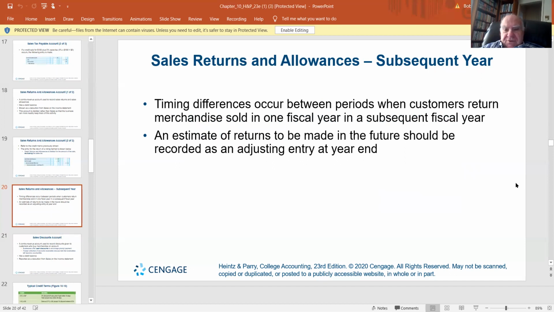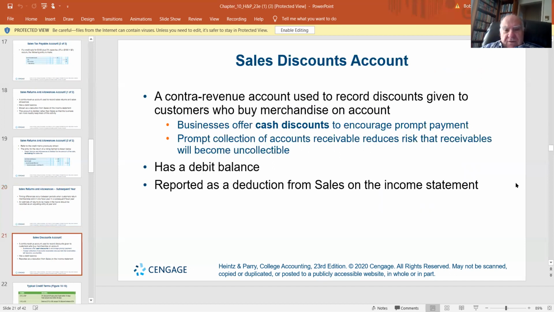Sales returns and allowances. We're not going to get into the estimated sales returns and allowances. Maybe we'll teach it in the future. Right now, we don't worry about that in this course.